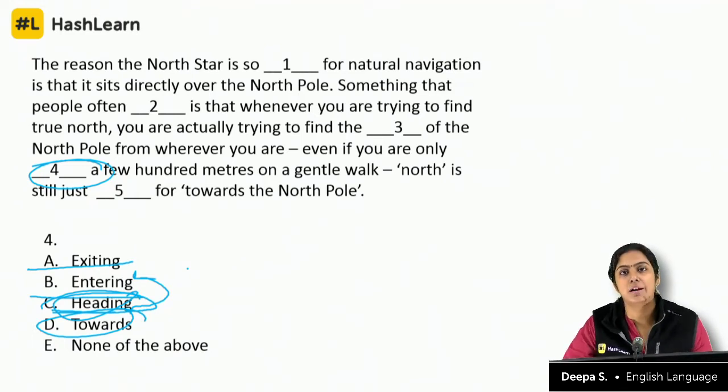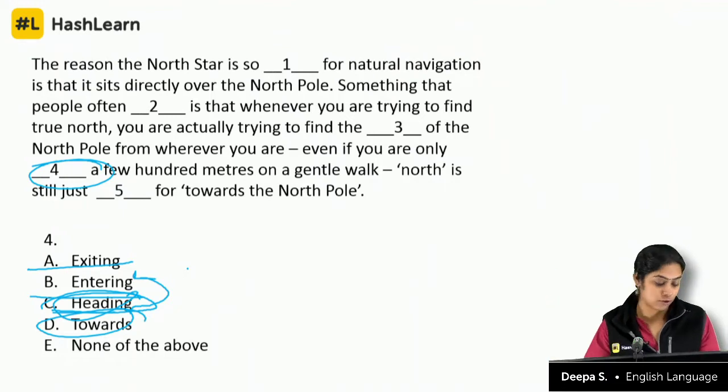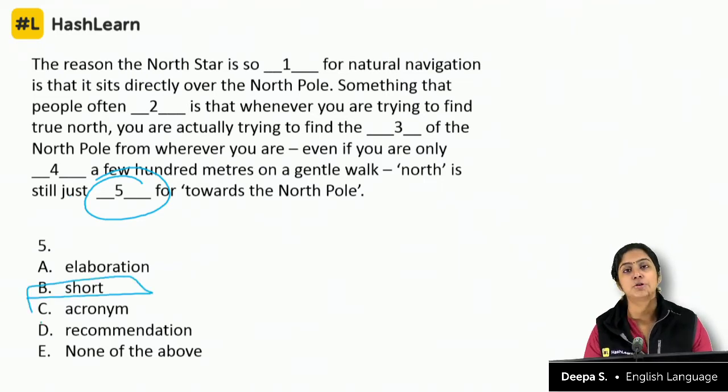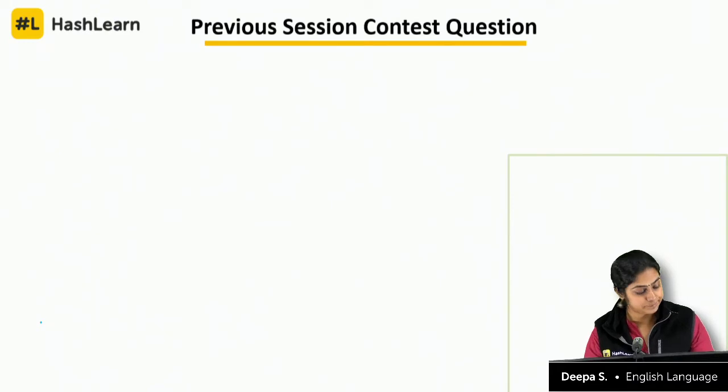You enter a hall. Typically enter is used with a noun. You enter the park, you enter the building. Park, building, these are nouns, but north here is an adverb. You head north, meaning you actually go in the direction of north. C is your answer here. Now north is still just dash for North Pole, short. It is just short for towards the North Pole. Got it?